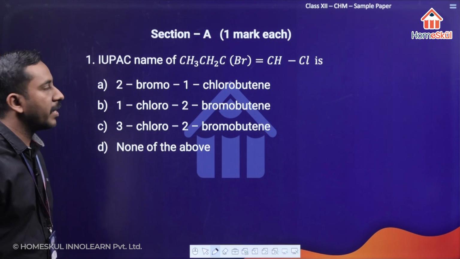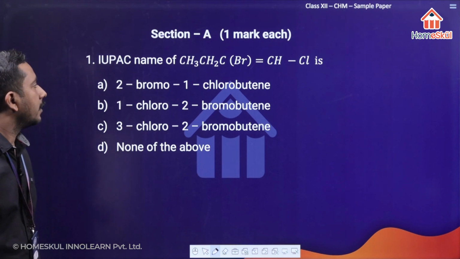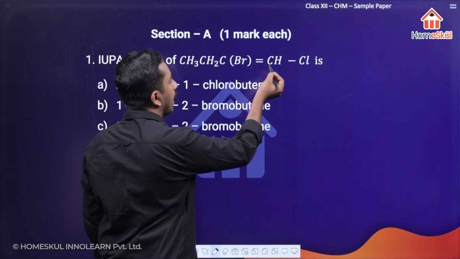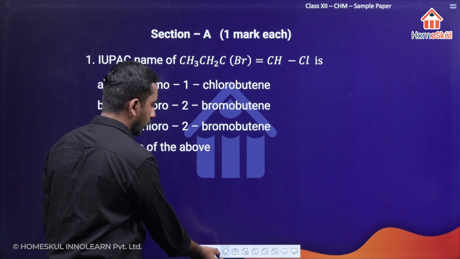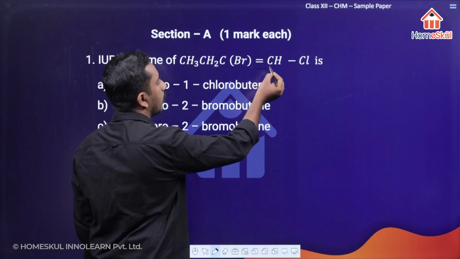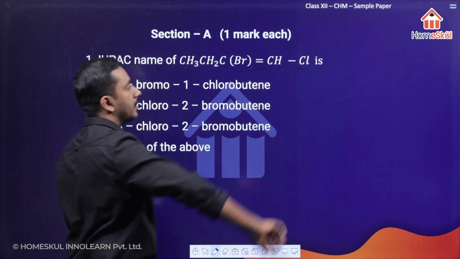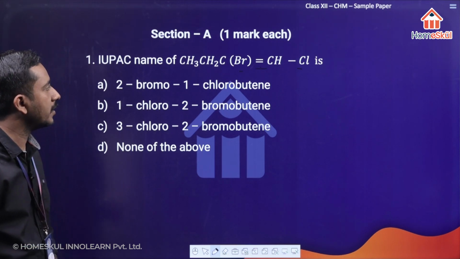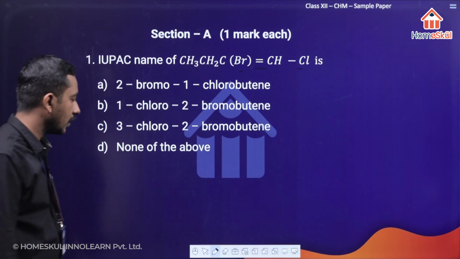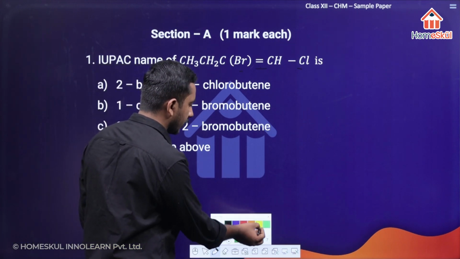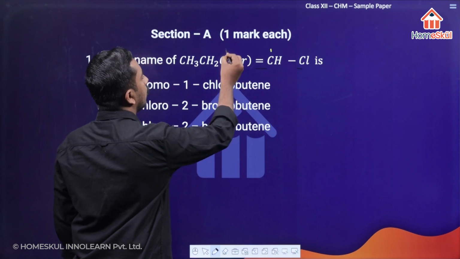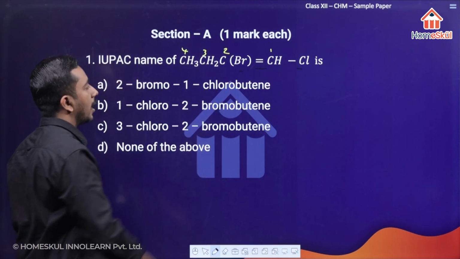It is to write the IUPAC name of the compound. There is a compound given which contains a double bond, and we have 2 halogens, bromine and chlorine. So we have a double bond here, and we have bromine and chlorine that is coming as a substituent, and you have to write the IUPAC name of the compound. So what will be the IUPAC name of the compound? So let's see how many carbons are present in this compound. So we have 1, 2, 3 and 4 carbons that are present.